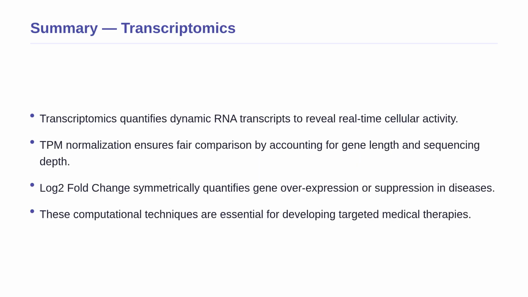We have covered a lot of ground today, so let us review our key takeaways. First, transcriptomics provides a high-resolution, real-time window into the cellular machinery by quantifying RNA transcripts, bridging the gap between static DNA and active biology. Second, we learned that raw data must be normalized. Transcripts per million, or TPM, allows us to fairly compare the activity of genes of different lengths across different samples.